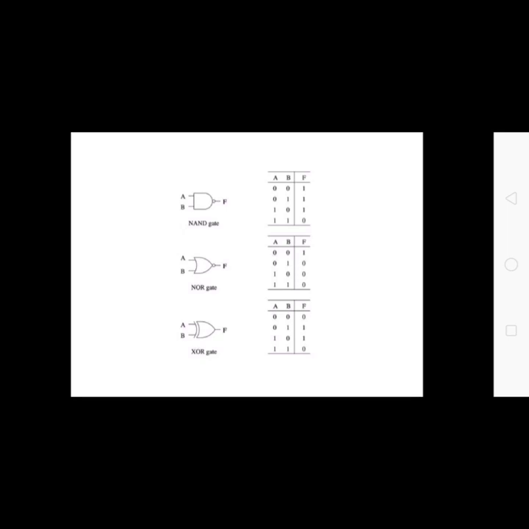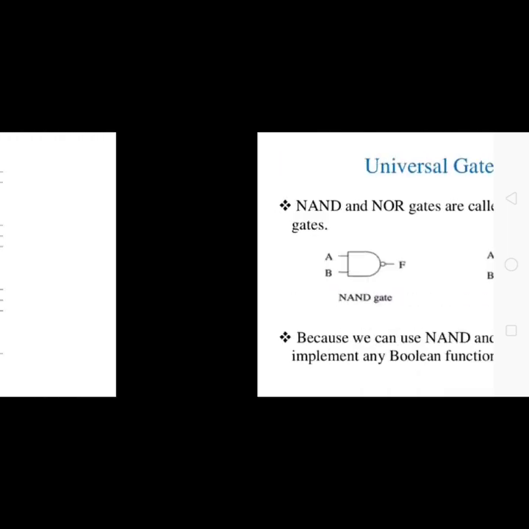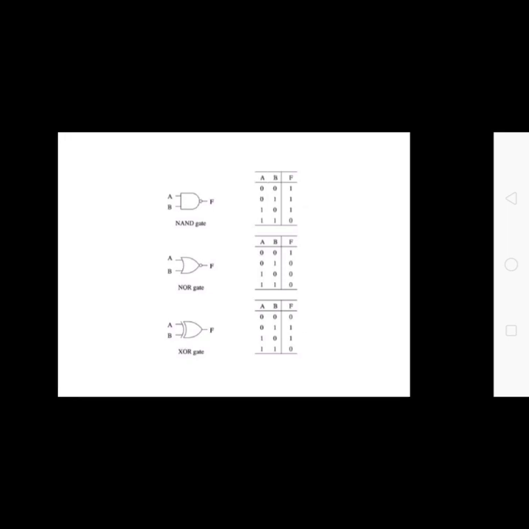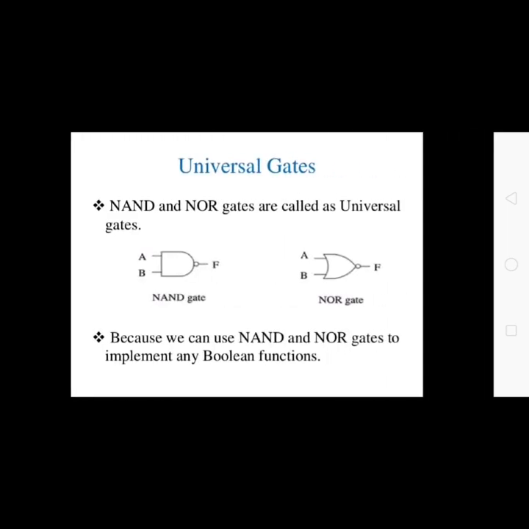Now we have a XOR gate and XNOR gate. XOR gate says that I will give the output 1 only if I have an odd number of ones in the input combination. So this is the diagram of the XOR gate.